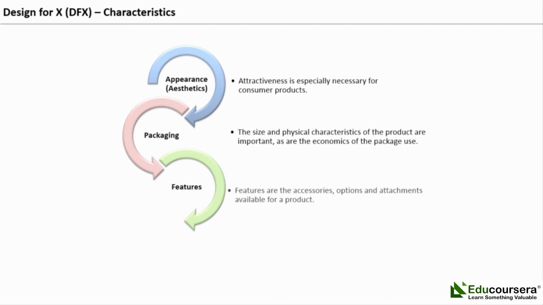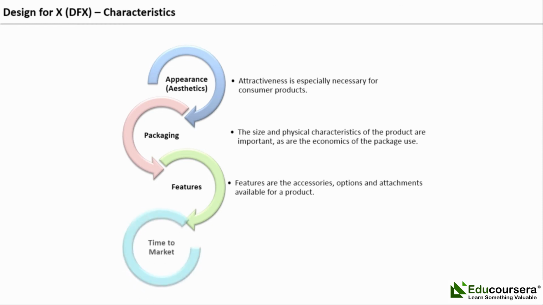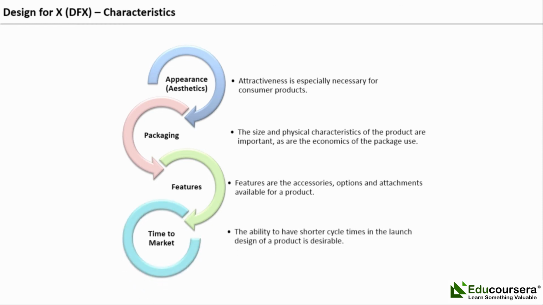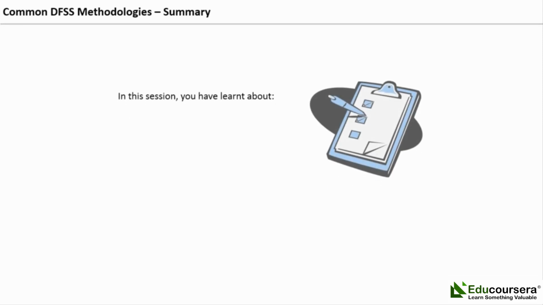Features. Features are the accessories, options and attachments available for a product. Time to market. The ability to have shorter cycle times in the launch design of a product is desirable. The ability to produce the product either on time or faster than the competition is a tremendous advantage. Summary. Common DFSS methodologies. In this session, you have learnt about Design for X, Design for X tools and techniques, and characteristics for Design for X. Now you should be able to understand the Design for X methodology and also its characteristics.